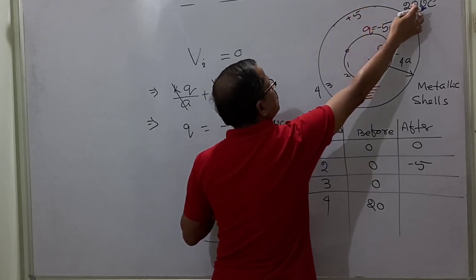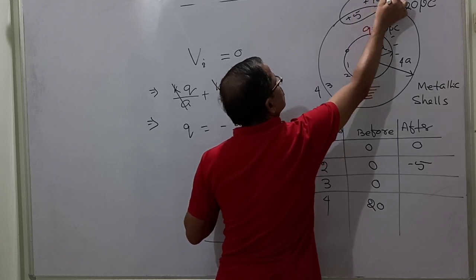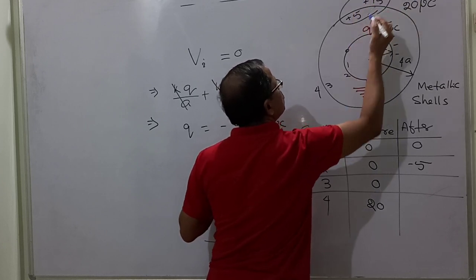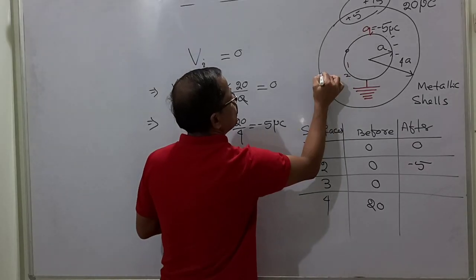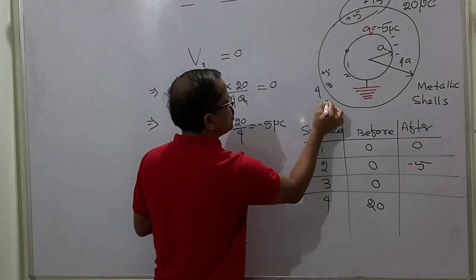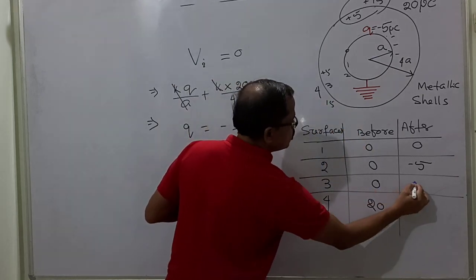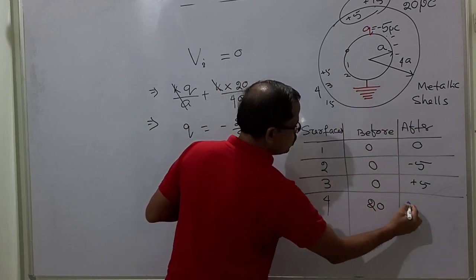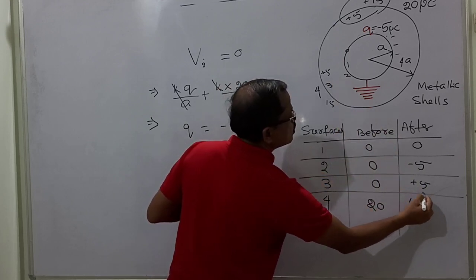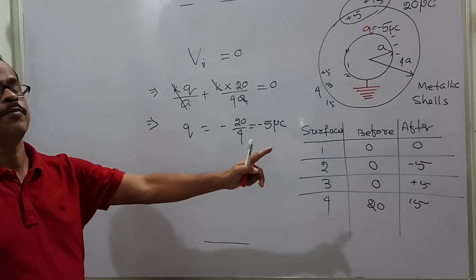Total charge is 20, so the remaining is 15. So 15 plus 5 is 20. So the charge on surface 3 is equal to plus 5. Charge on surface 4 is equal to 15. So the charge on 3 is plus 5, and the charge on surface 4 is now 15. So these are the charges before earthing and after earthing.